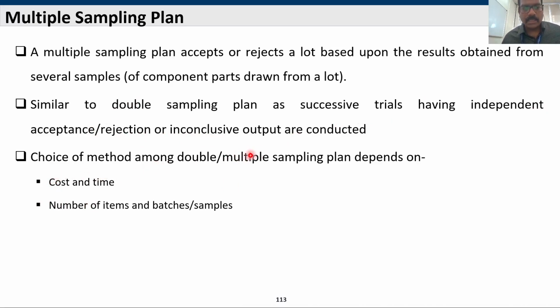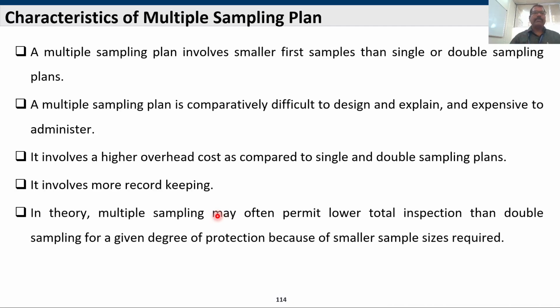The choice of method between double and multiple sampling plan depends primarily on cost and time, number of items, and batch or samples. So if you have a very small lot, then going for multiple sampling is meaningless. It depends on the lot size and how many samples or batches you have. That also matters for going for a multiple sampling plan, and also whether cost and time are reasonable or feasible for us. Then we can go for multiple sampling.